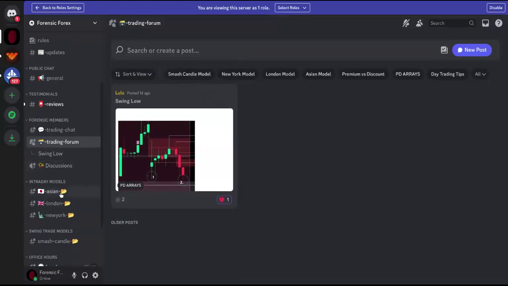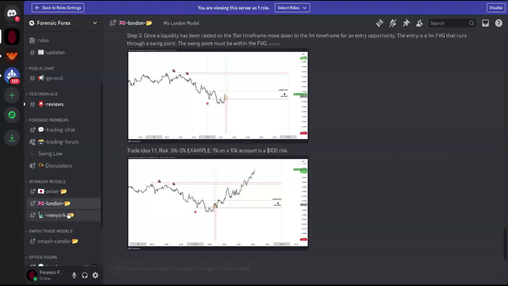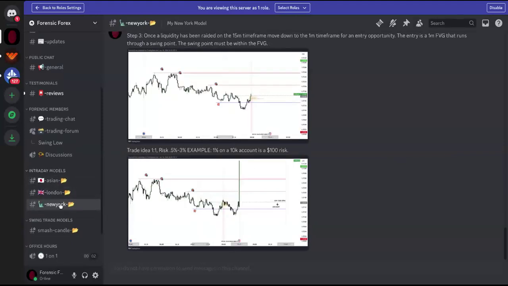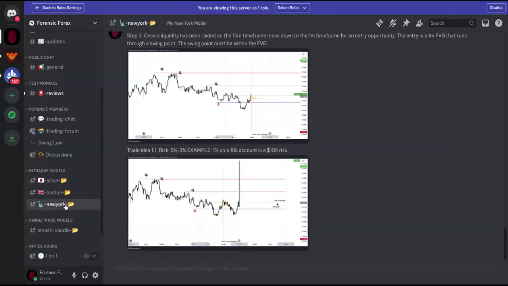Voice chat. We have the models. Step 1, step 2. We show all the setups: London, New York. Not saying you can't do this on your own, but this is why we moved over to Discord, because it's a lot more organized. In the Telegram channel, you'd have to scroll through pinned messages and stuff. Now you just come straight to a folder. Now you know what you're looking for.